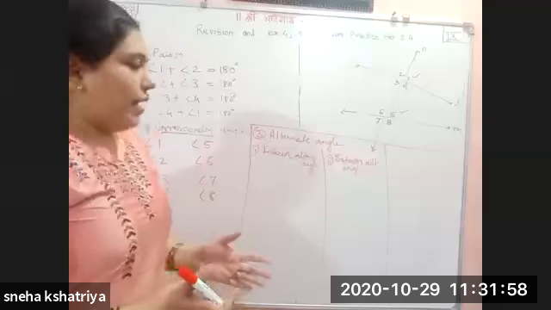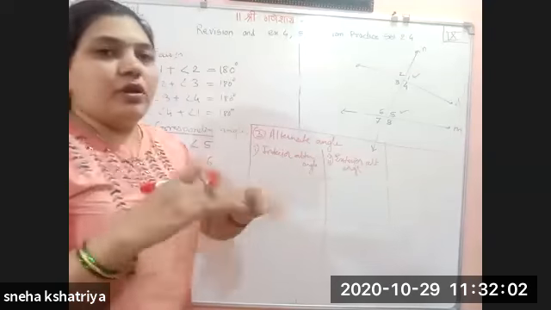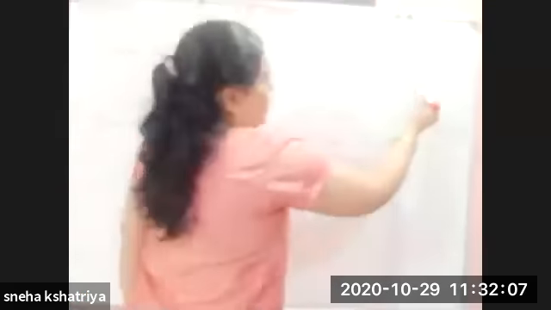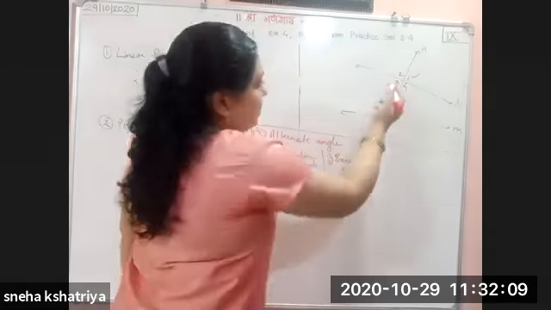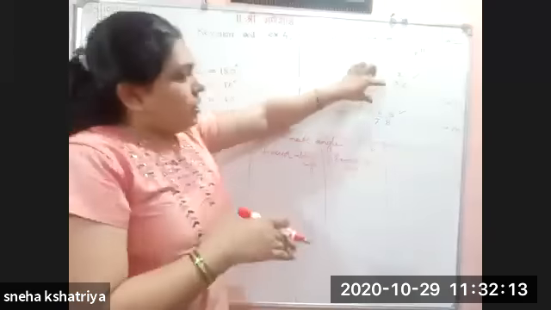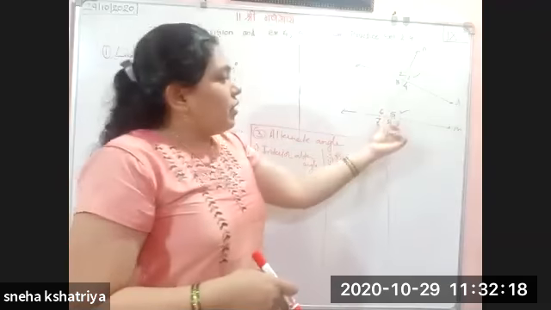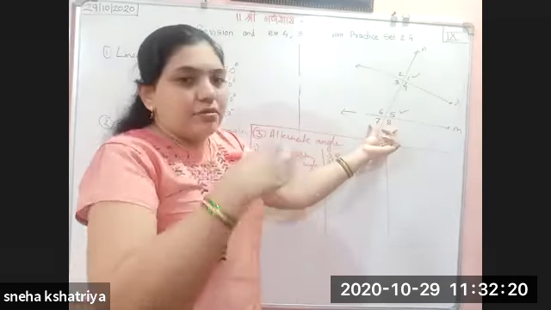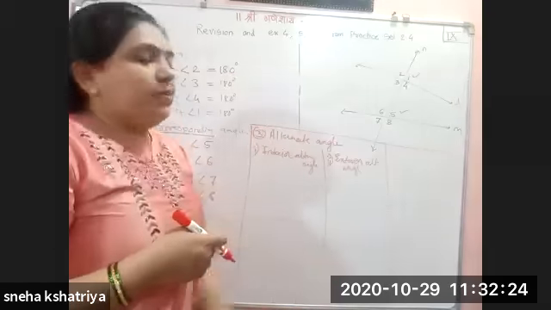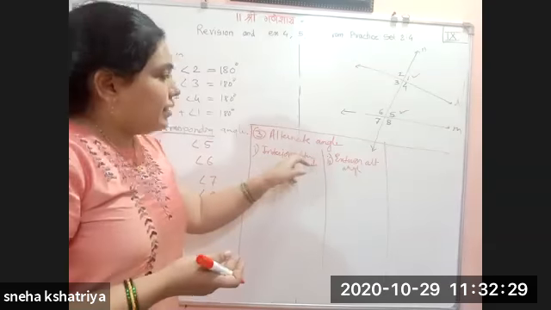In the name only we can define them. Interior means they lie inside. Exterior means what? They lie above the line. So what are the interior? They lie between the lines, between these two lines. Whatever angles are formed between the two lines will become your interior angles. And whatever angles are formed outside the lines, this 7, 8 and 1, 2, will become your exterior angles.